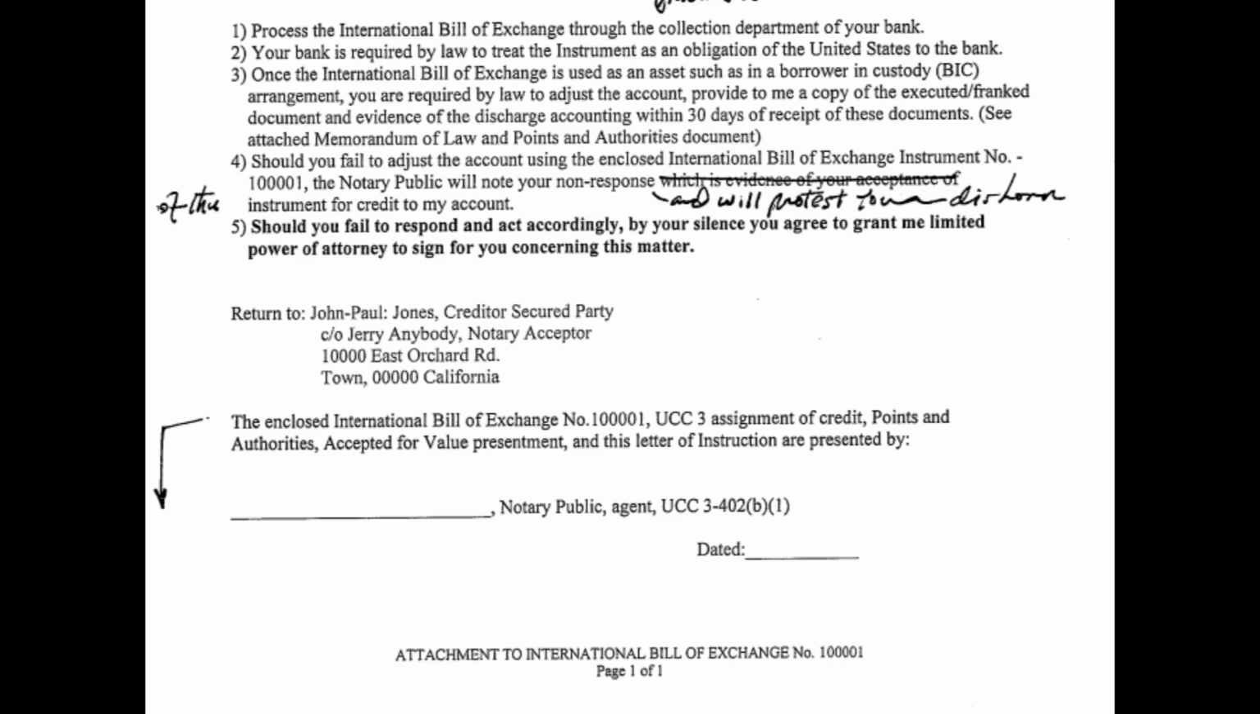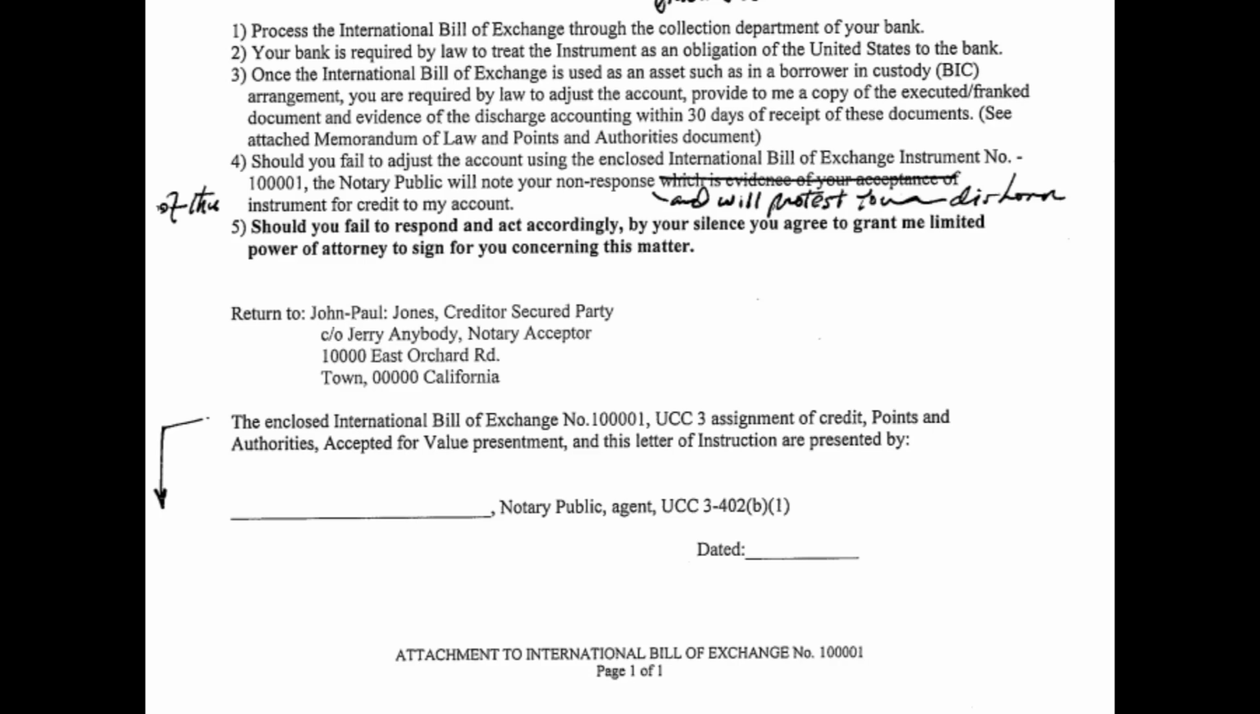Okay, so your bank is required by law to treat the instrument as an obligation of the United States to the bank. Same thing if you're depositing promissory notes. They need to accept that as well. Okay? So once the International Bill of Exchange is used as an asset, such as in a borrower of custody, BIC arrangement, you are required by law to adjust the account, provide to me the copy of the executed frank document and evidence of the discharge accounting within 30 days of receipt of the document.